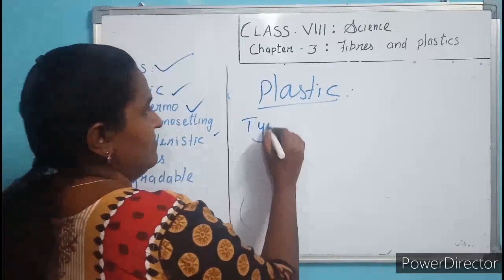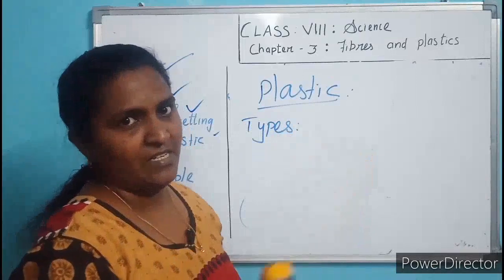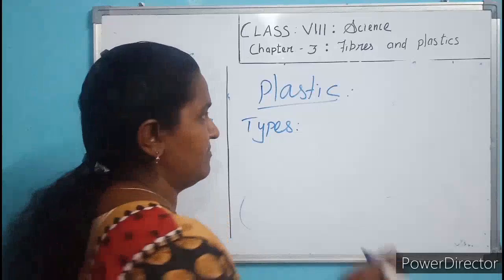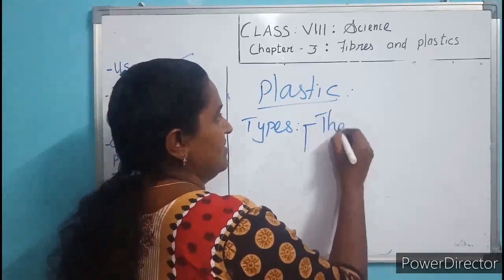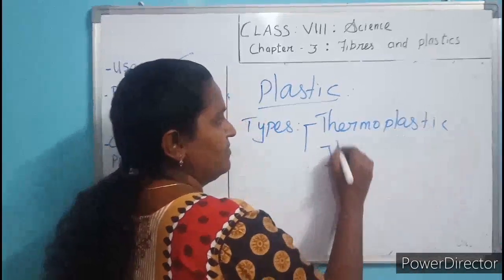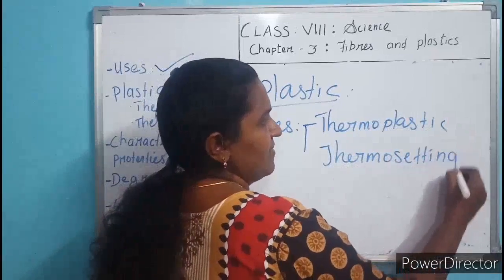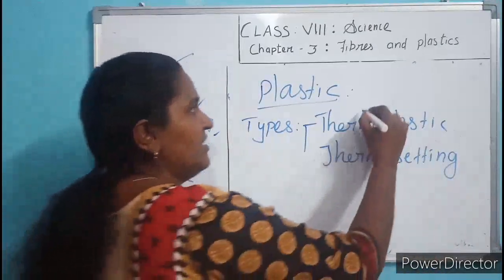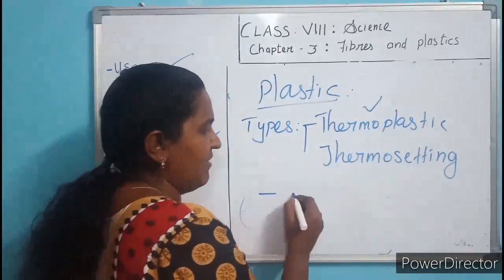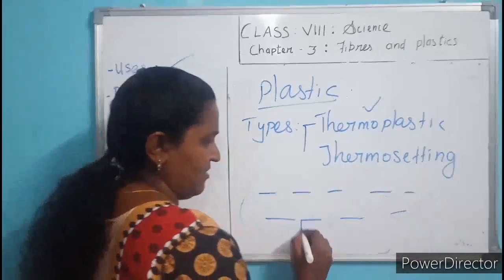The next one is types. Generally, plastics are of two types. One is thermoplastic, the second one is thermosetting plastic. Okay, two types of plastic. Thermoplastic is made of linear structure. Thermosetting is made up of cross-links.